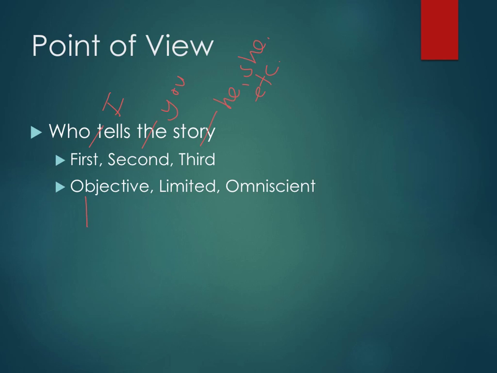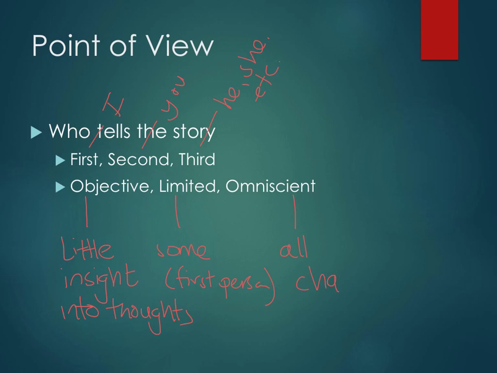In objective, we get just one person's point of view or very little information into character thoughts. In limited, we get some insight. Think first person telling us how they feel. In omniscient, we know all character thoughts. So most often paired up with third person, unless you have a character who happens to read minds, in which case it could be omniscient as well.